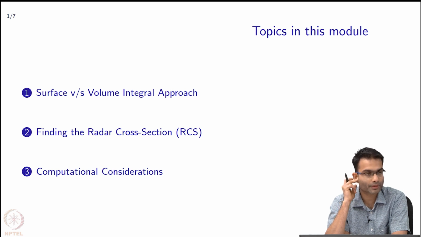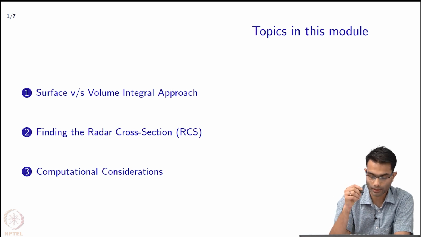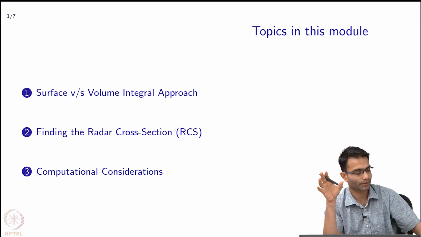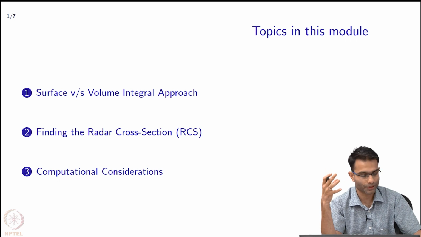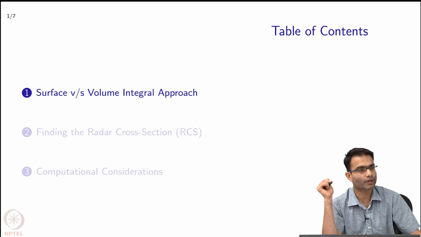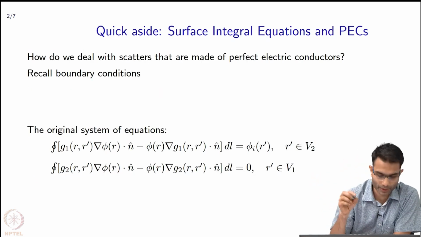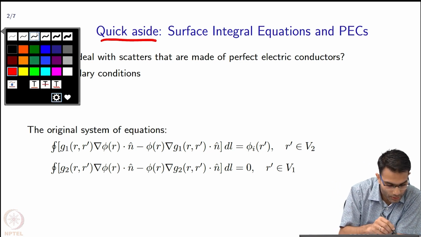The new concept over here is going to be that of the radar cross section, abbreviated as RCS. That is all the theory that we have learned, and how do we finally put it into use to calculate something that is useful. And a small word about some of the computational issues that you will face in this. Before we go into the difference between surface and volume, I want to take a quick aside.